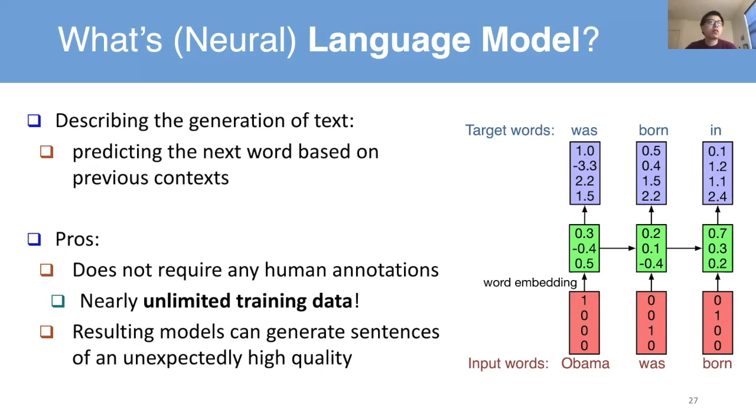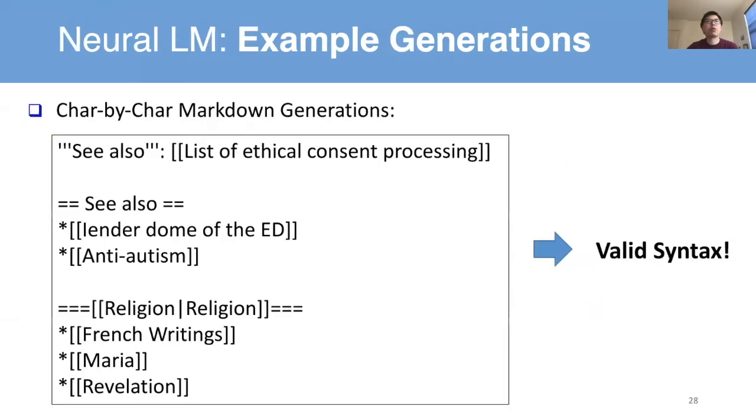Another advantage is that after the experiments, we realized the resulting model can generate sentences of unexpectedly high quality. Let me give you a few examples. One can train a character level language model on all the markdown files from GitHub README files. As you can see here, this snippet is actually generated by a character level language model. Believe it or not, it has valid syntax.